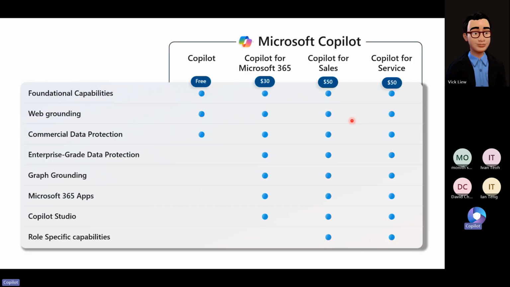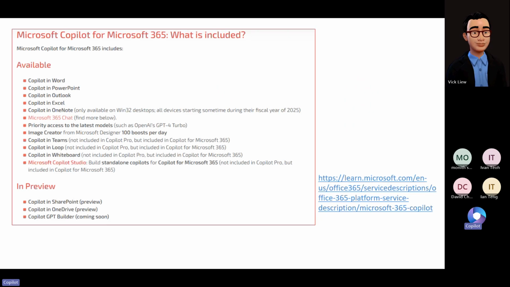So if you drill down more into Copilot for Microsoft 365, what are the applications that have been enabled with AI, right? This is the list of applications at the moment: Word, PowerPoint, Outlook, OneNote, Chat, and Teams, Loop, Whiteboard, and Studio. Others are still in preview.